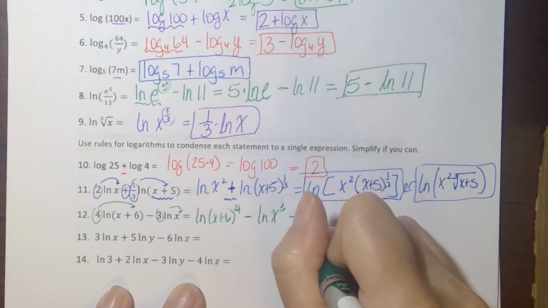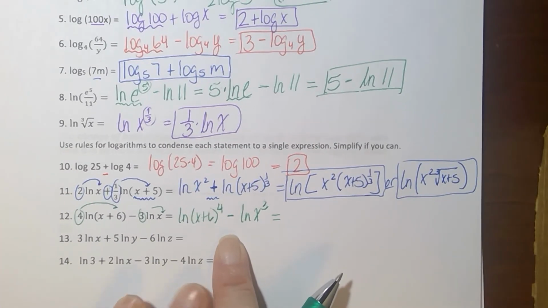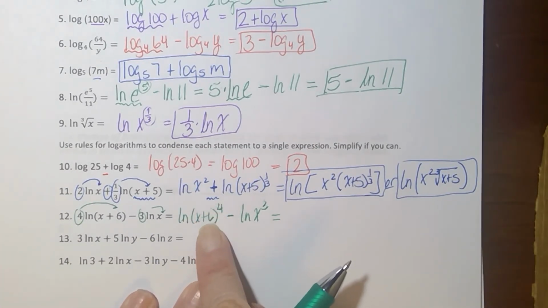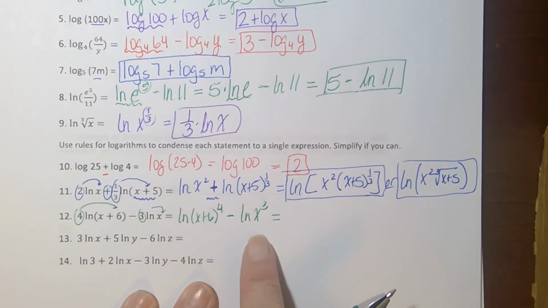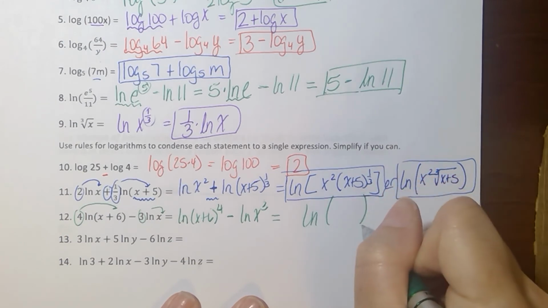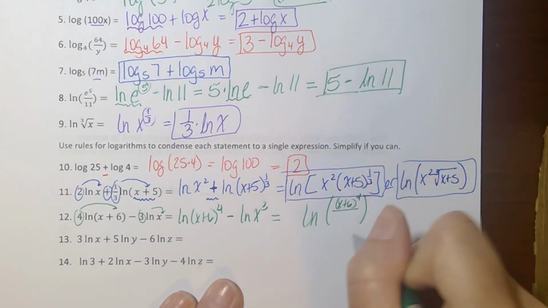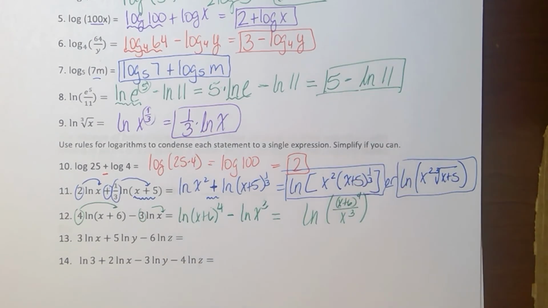Now that I've taken care of the power rule, I can think about combining this into a single natural log statement. Subtraction pairs with division. So I start with the first statement. That argument will be my numerator. This argument will be the denominator. So I have natural log of, my numerator is (x plus 6) to the 4th, and my denominator is x cubed. And there's not anything else I can do to simplify at that point.